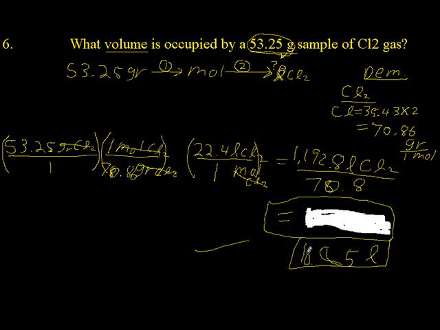Very poorly written. Here's why this number makes sense. It's actually a nice illustration of what we were just doing. If I've got 53.25 grams, that's smaller than 70.86. Therefore, I have less than 1 mole. 22.4 liters is 1 mole. My answer should be less than 22.4 liters. My original number was clearly not, and that's why I knew, whoa, something's wrong. It has to be less than 22.4, and in fact now it is, very poorly written, 16.85 liters of Cl2, and that is the correct answer.